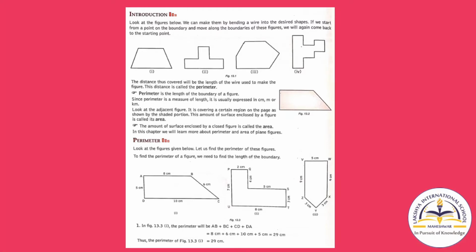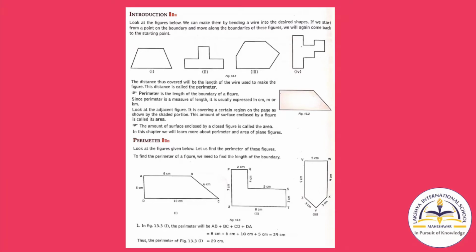What is perimeter? The distance thus covered will be the length of the wire used to make the figure. This distance is called perimeter. A perimeter is the length of the boundary of a figure. Here there are many figures drawn. You can see the length of the boundary of a figure. Okay, that will be the perimeter of any particular figure. Now, how can we calculate the perimeter of the following figure?